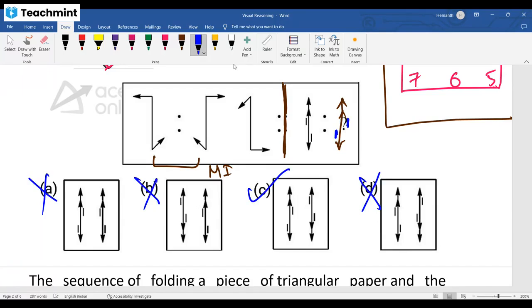Only C has the first one as a mirror image of the given. You just check it out. That's there only in one option. Right, shall I go for the next one?